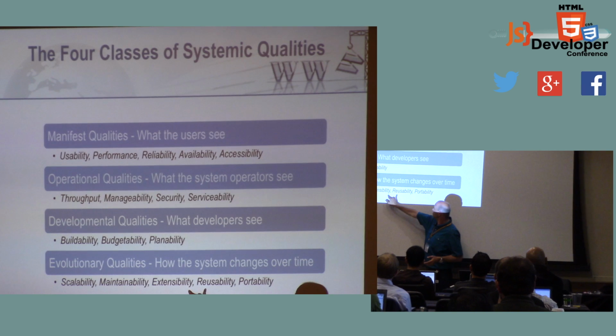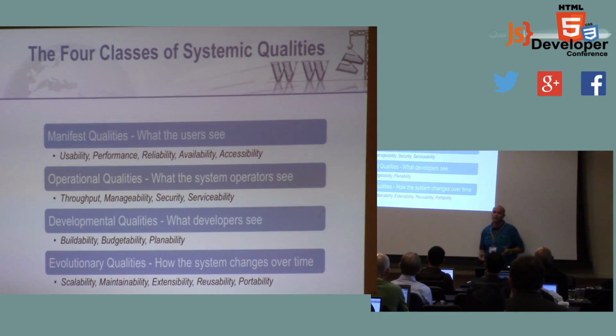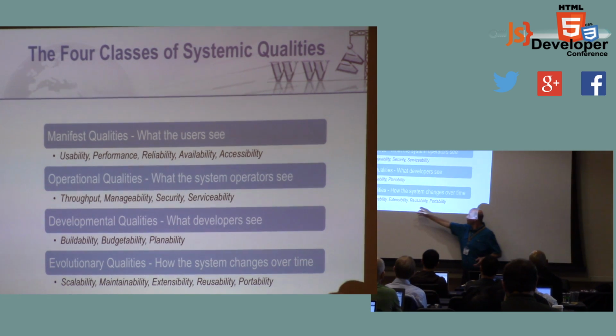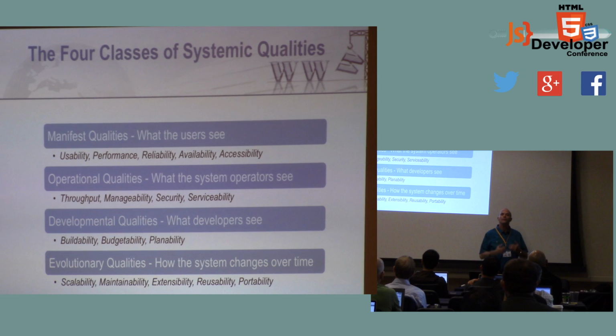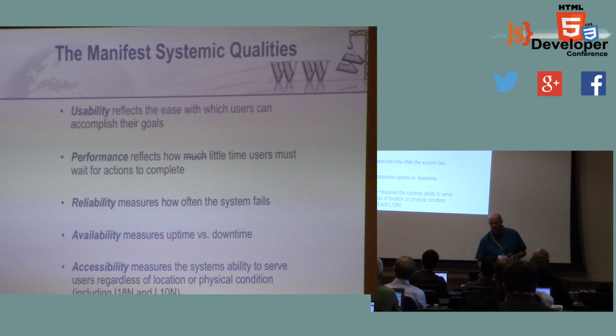Reusability, those 2 things are different. Portability, and that's, once again, different from these 2, right? I'm trying to give you an idea of the different kinds of systemic qualities that we can look at and who's concerned with which ones. For our purposes, we care about the manifest qualities because we're doing everything from the user's point of view.